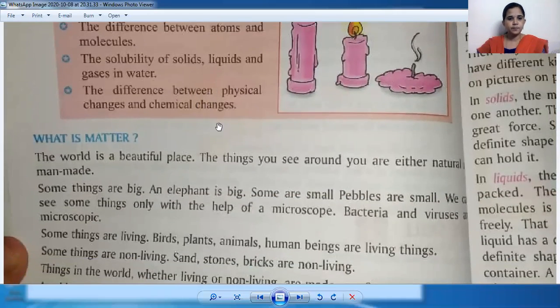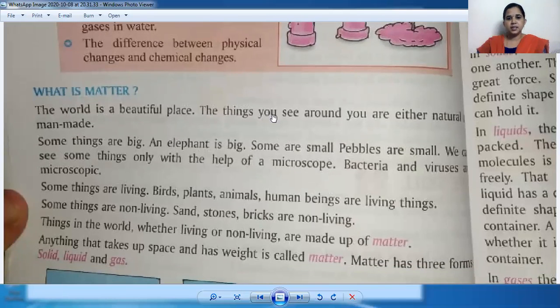Okay. So first let us see what is the matter. The world is a beautiful place. The things you see around are either natural or man-made. Some things are big. An elephant is big. Some are small. Pebbles are small. And we see some things only with the help of the microscope, bacteria and virus. Okay. So some things are big in nature and some are small.